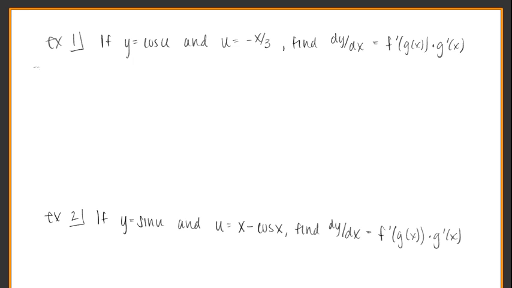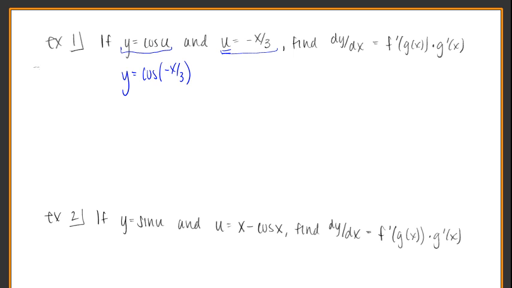Okay, so in example 1, basically what it started you out with is the two parts. You have one part being y equals cosine u, and the other part being u equals negative x over 3. If we blended them together, or took the composite of it, it's telling you that u equals this. So y, instead of being cosine u, is going to be cosine of negative x over 3. Okay, so now it really is a function.